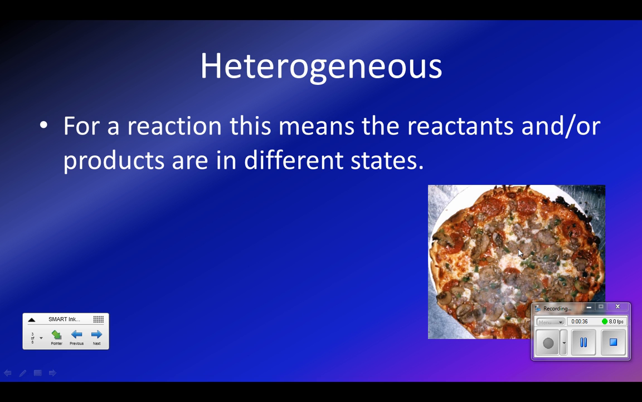In the case of a reaction, a heterogeneous reaction is one in which the reactants or products are all in different states. So perhaps the reactants are gases and the product is a solid, or the reactants are aqueous solutions and there's a precipitate. So that would be a heterogeneous reaction. Anytime there are different states of matter, solid, liquid, gas, or solutions within the reaction.